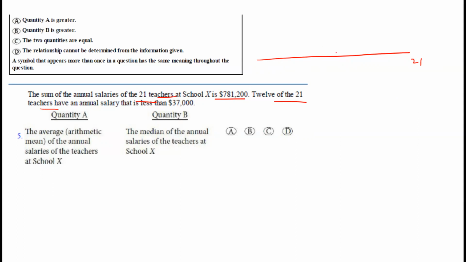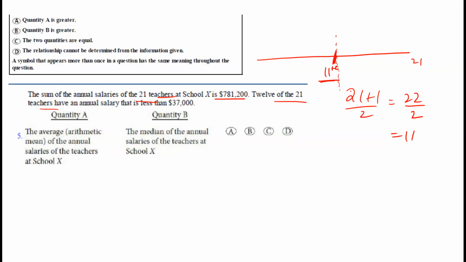Now what will be the median number? We have a total of 21. So 21 plus 1 divided by 2 is 22 divided by 2, that is 11. So the median number would be 11. So the 11th teacher is your median number.